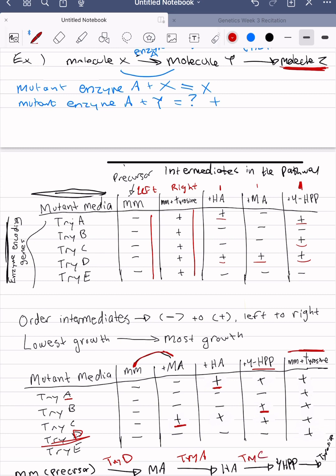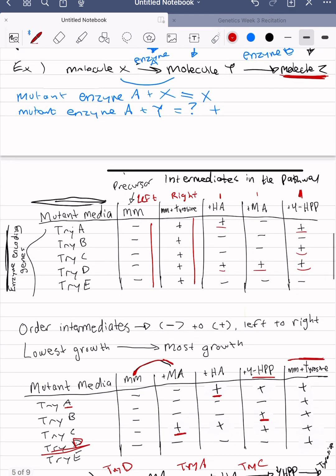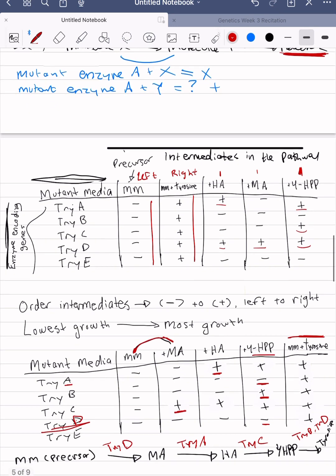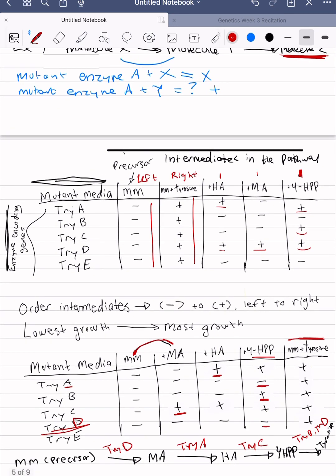And now we see that from HPP to tyrosine, there was growth in tyrosine E and tyrosine B. So what that means is that both of these allow for the conversion of HPP to tyrosine. Sorry guys, the video cut out, but this would mean that there are two genes which facilitate the conversion of HPP into tyrosine.